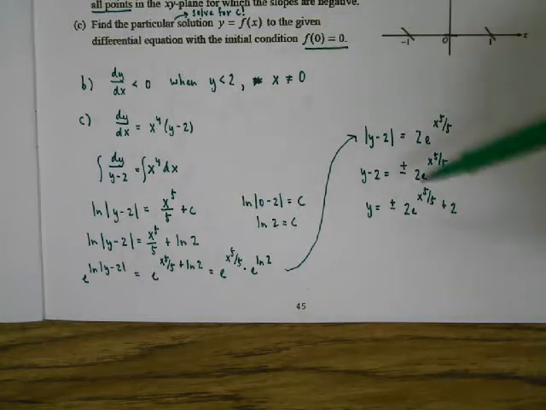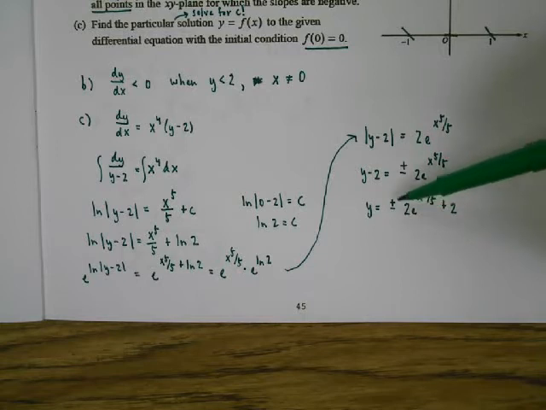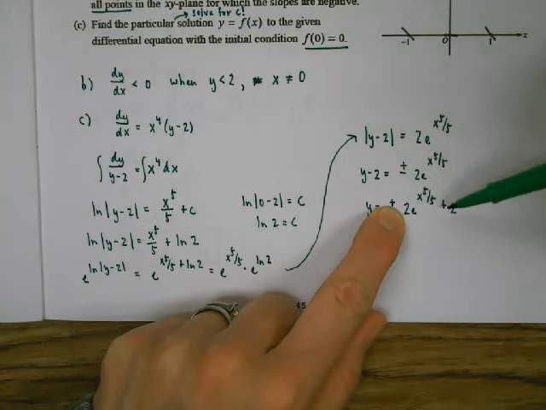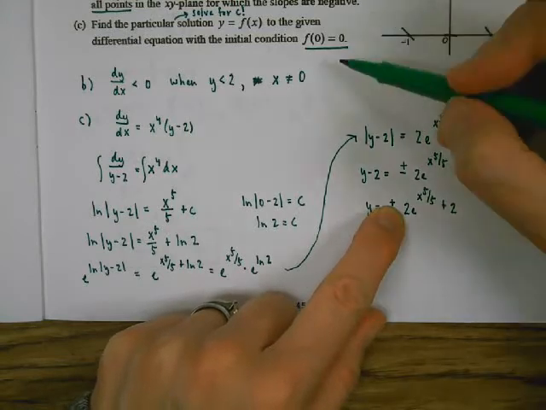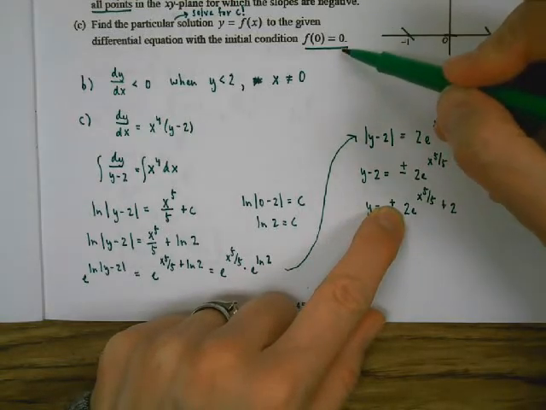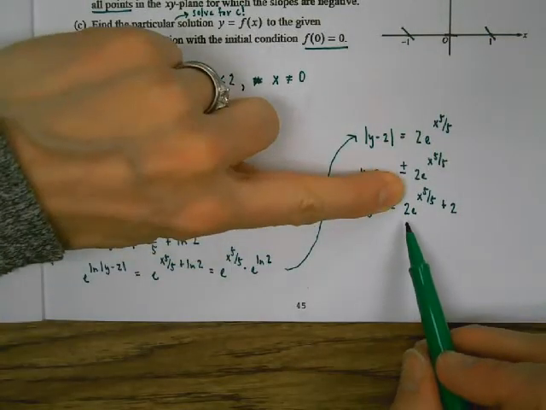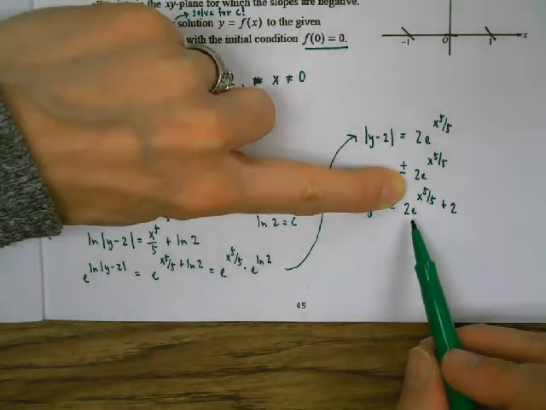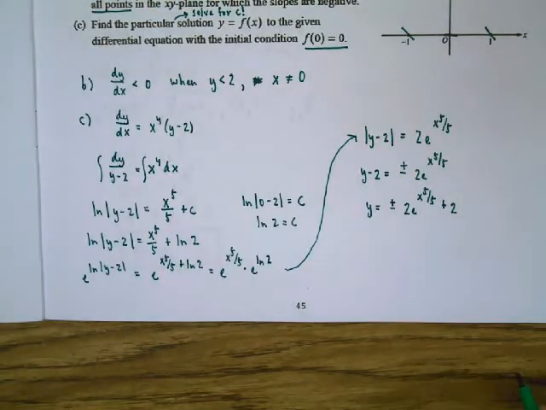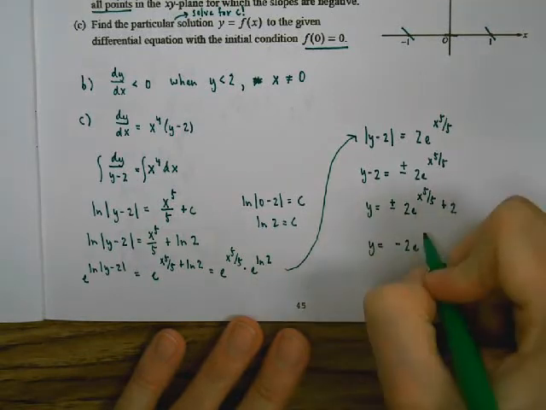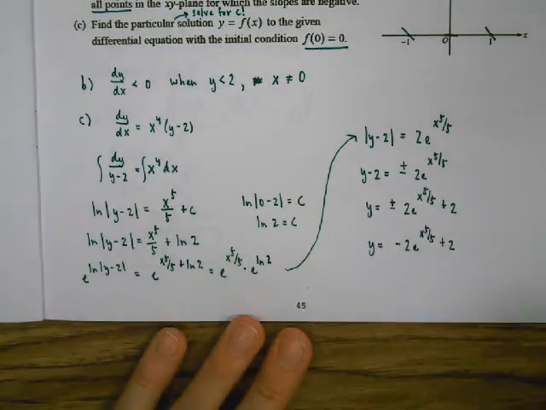So if x is 0, I'm going to get e to the 0 is 1. Now, if this were a positive, I would have 2 times 1, which is 2, plus 2 is 4. But that's not what my y value is. My y is 0. So I actually need this to be the negative 2. So the negative 2 plus 2 will give me 0. So my solution is going to be negative 2e to the x to the 5th over 5 plus 2.